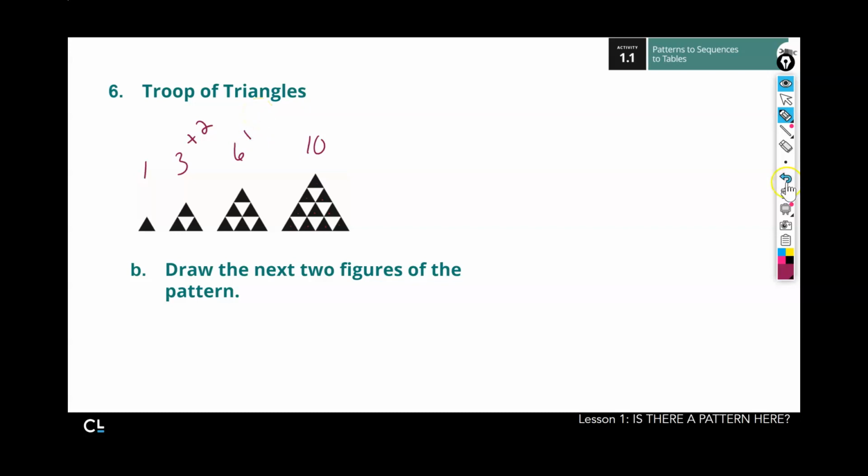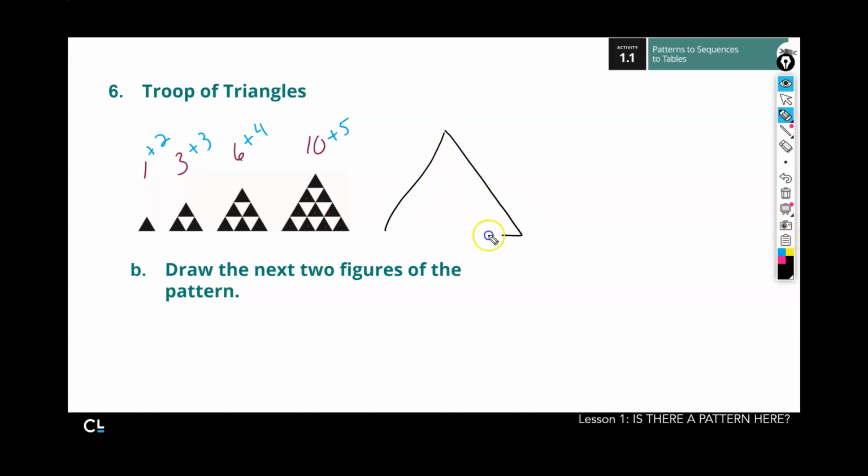No, I'm sorry, I said that wrong. I'm supposed to put the +2 with the 1. So to get the 3, we added 2, and put that in a different color. To get the 6, we added 3. To get the 10, we added 4. So if I'm adding 2, adding 3, adding 4, I need to add 5. So I need to have a triangle with 15.